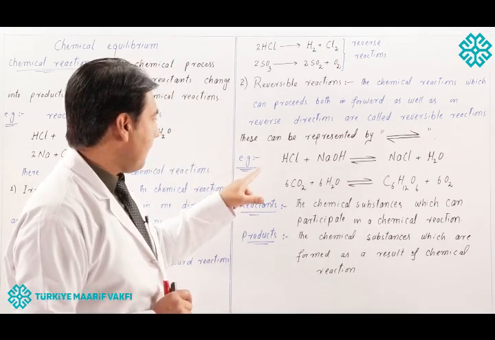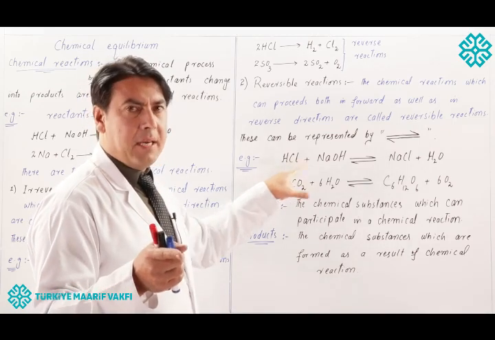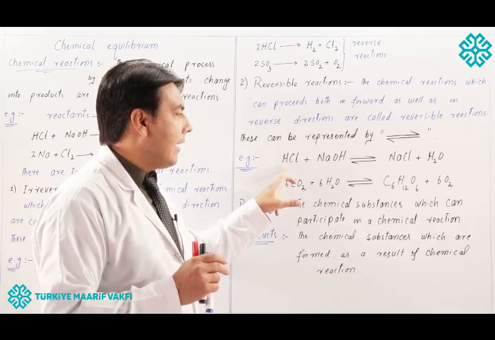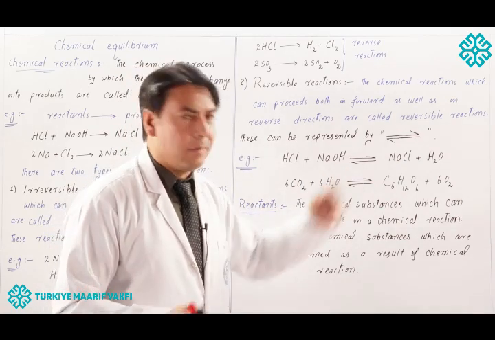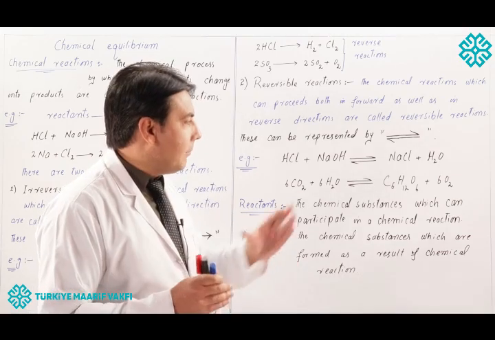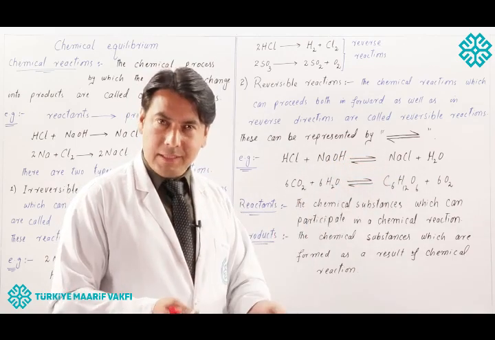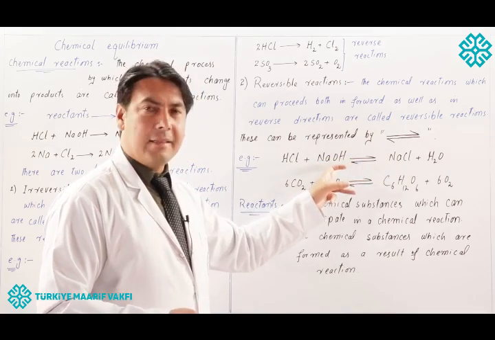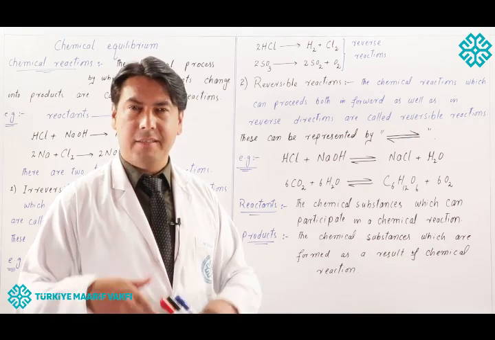For example, HCl, hydrochloric acid, plus sodium hydroxide: when we combine HCl with NaOH, they form NaCl plus water. Reversibly, if we dissolve the sodium chloride salt in water, they will produce the acid and base. Therefore, these reactions are called reversible reactions.